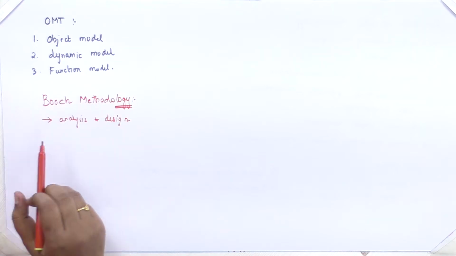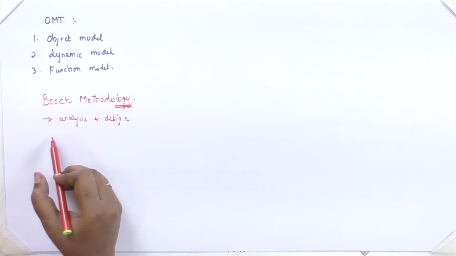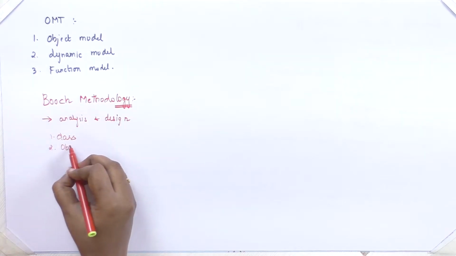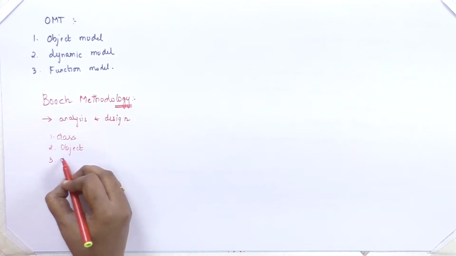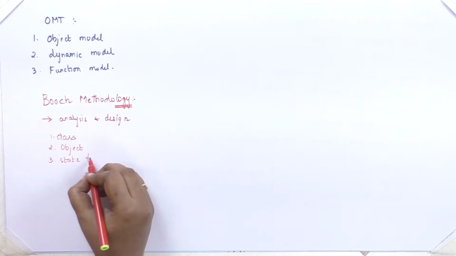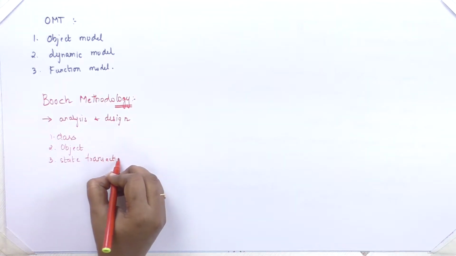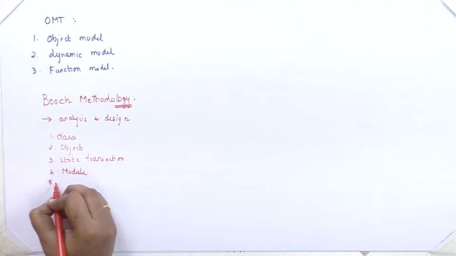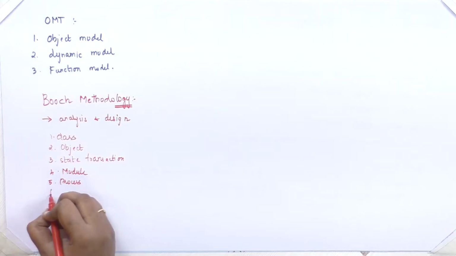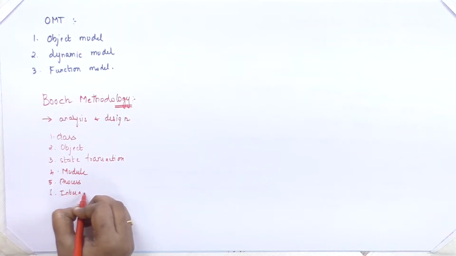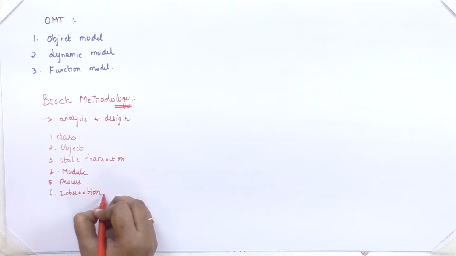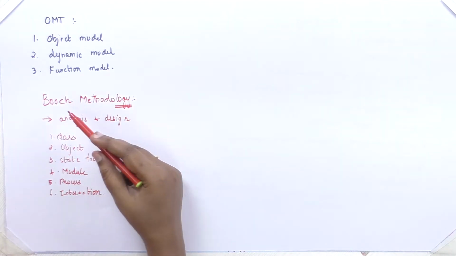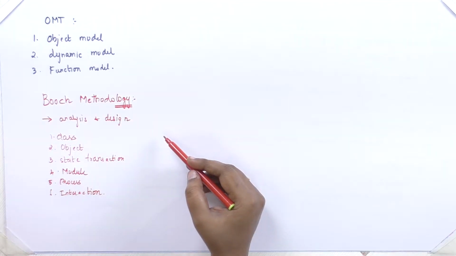For both the analysis and design phases, it will use the object-oriented approach. And in Booch methodology, you have 6 diagrams: class diagram, object diagram, state transition diagram, module diagram, process diagram, and interaction diagram. So these are the 6 diagrams which are used by Booch methodology when we are developing software.